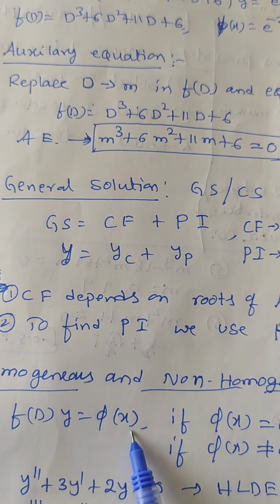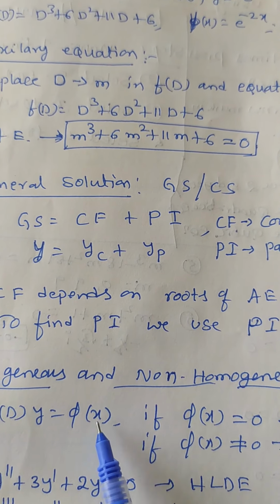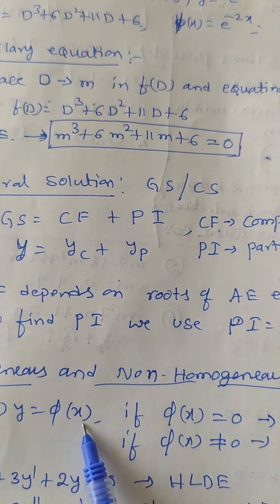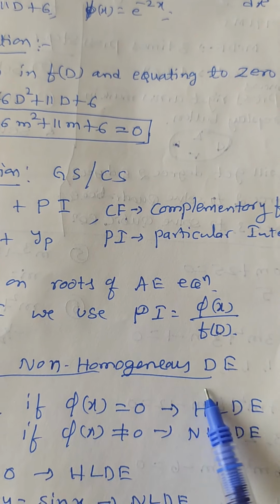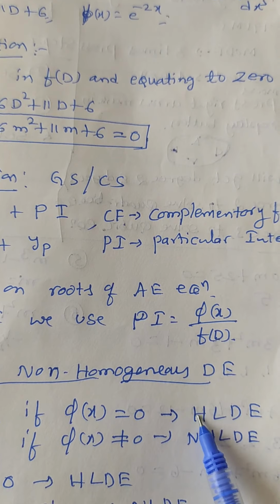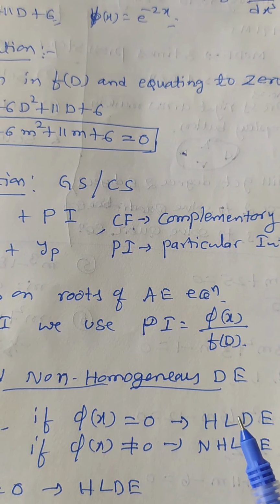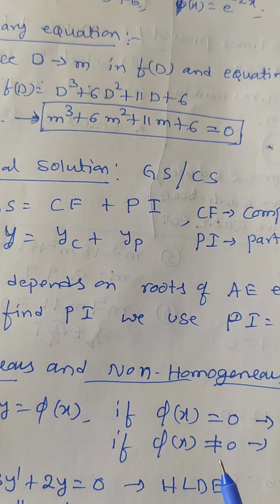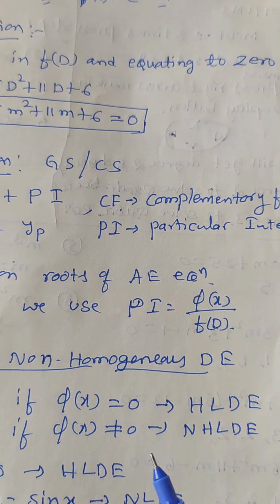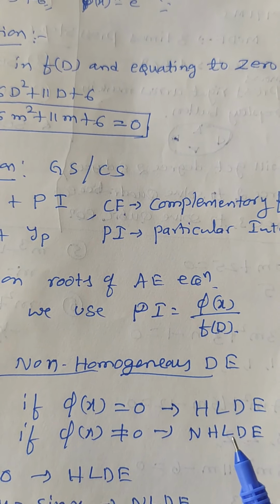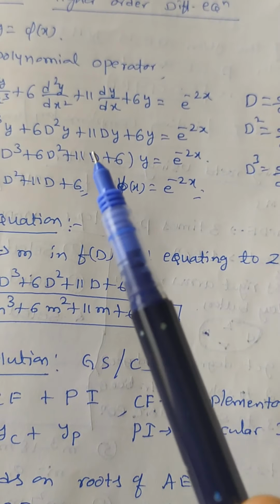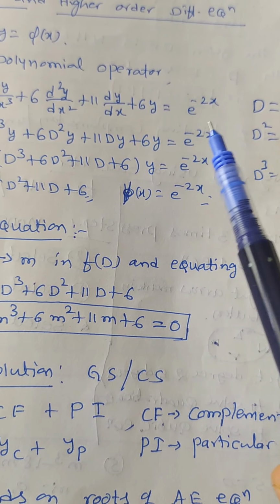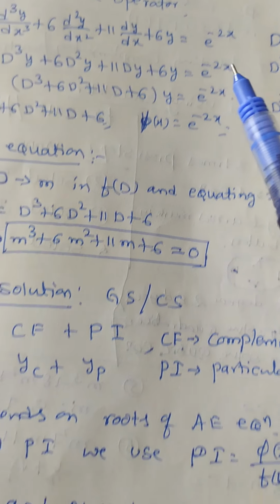If this phi of x is 0, RHS is 0, then that differential equation is called a homogeneous linear differential equation, HLDE in short form. If phi of x is not equal to 0, then the differential equation is called a non-homogeneous linear differential equation. See, the above given differential equation is non-homogeneous because RHS is not equal to 0.